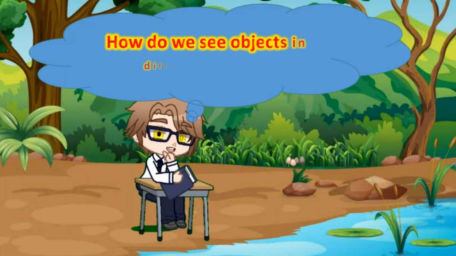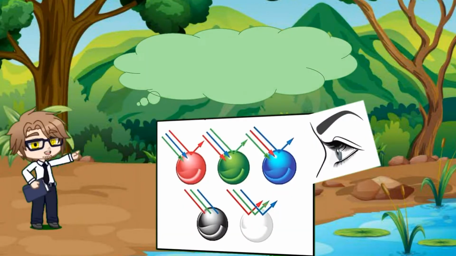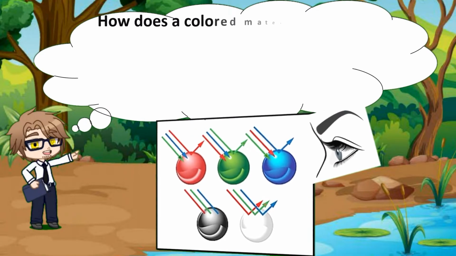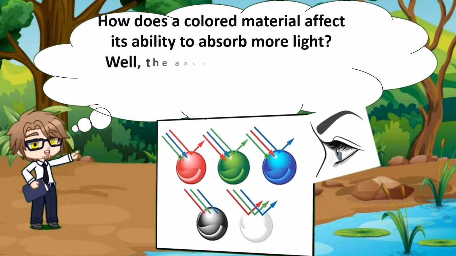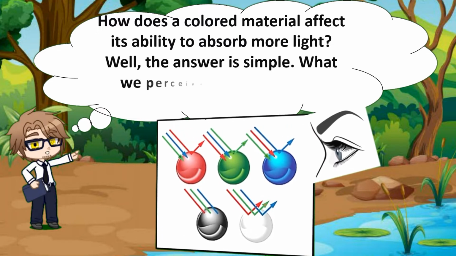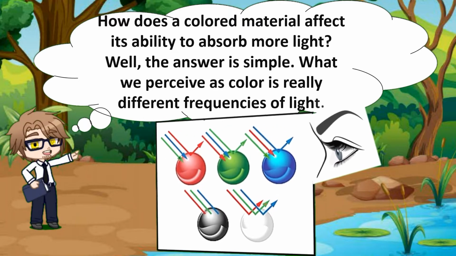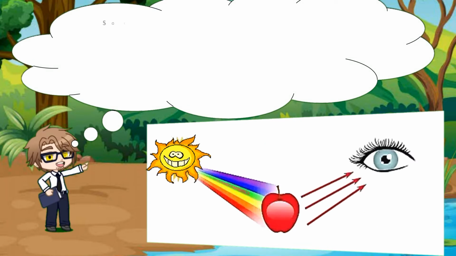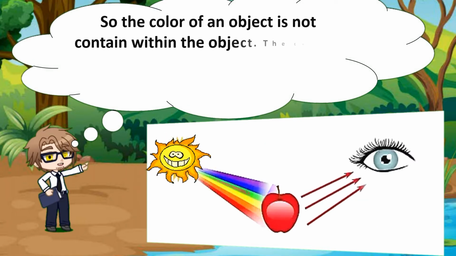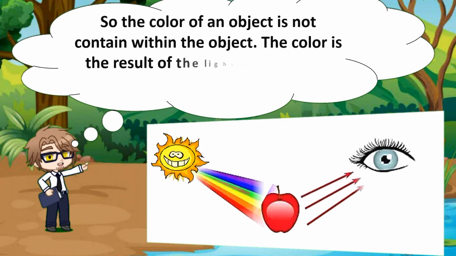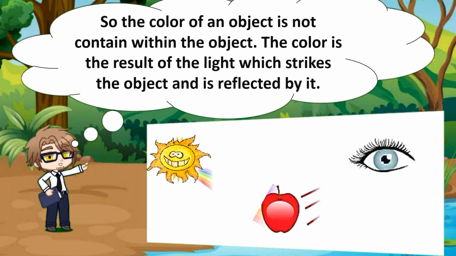How do we see objects in different colors? How does a colored material affect its ability to absorb more light? Well, the answer is simple. What we perceive as color is really different frequencies of light. So the color of an object is not contained within the object. The color is the result of the light which strikes the object and is reflected by it.